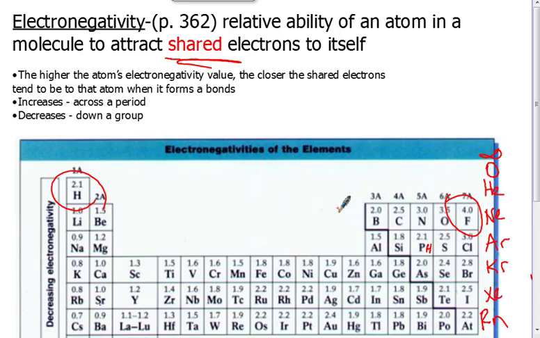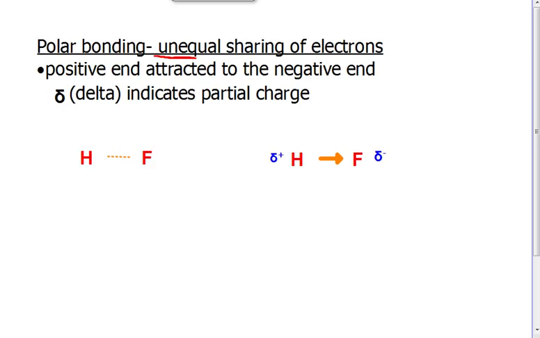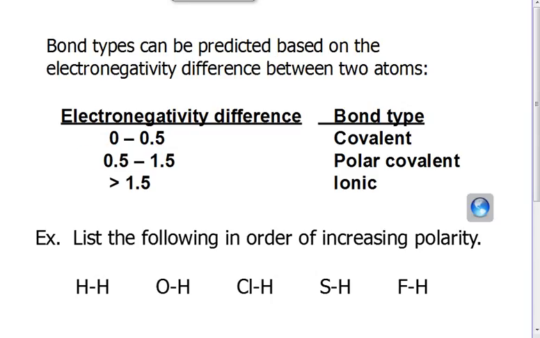So if you compare fluorine to hydrogen, fluorine is stronger than hydrogen. So the bond between them isn't going to be even. It's going to be shifted towards the fluorine. That's called a polar bond. It's an unequal sharing. They're still sharing because they're both pretty strong. You don't have to have these values memorized, but what we do is we compare the two strengths.